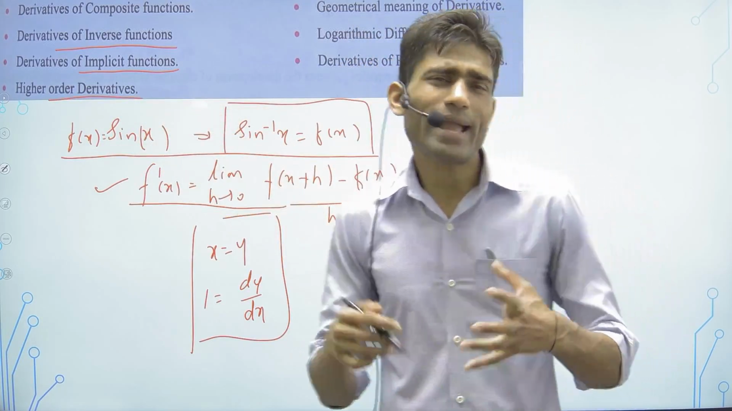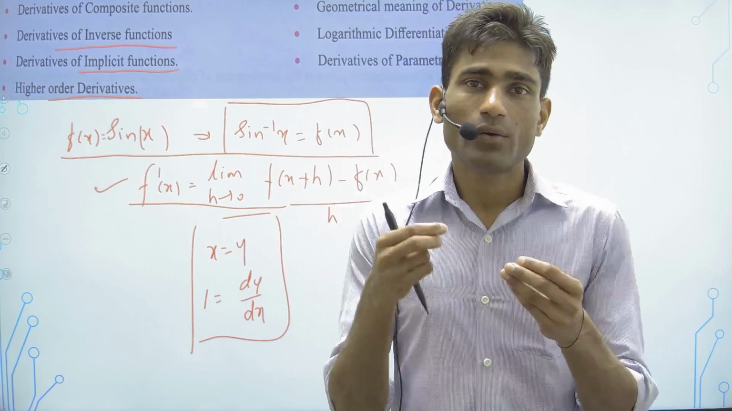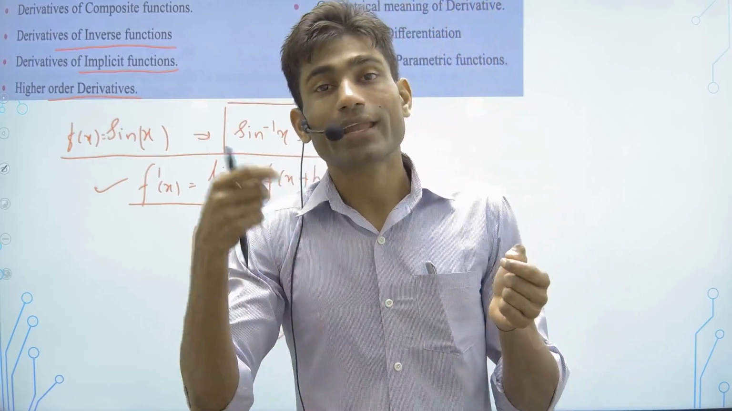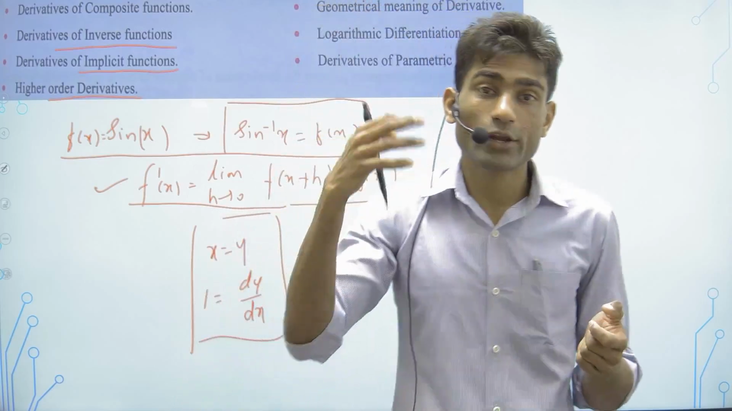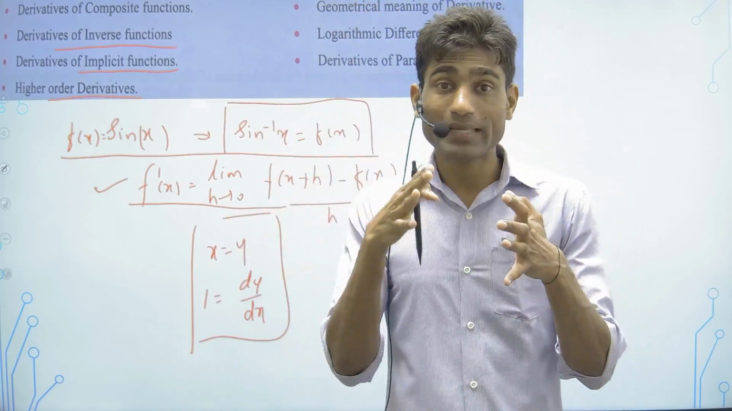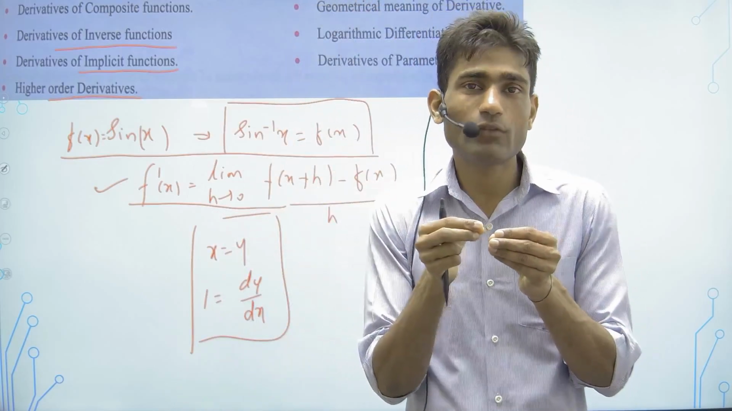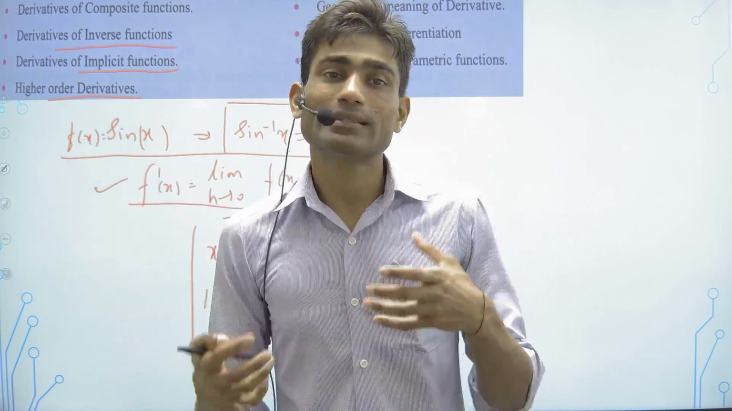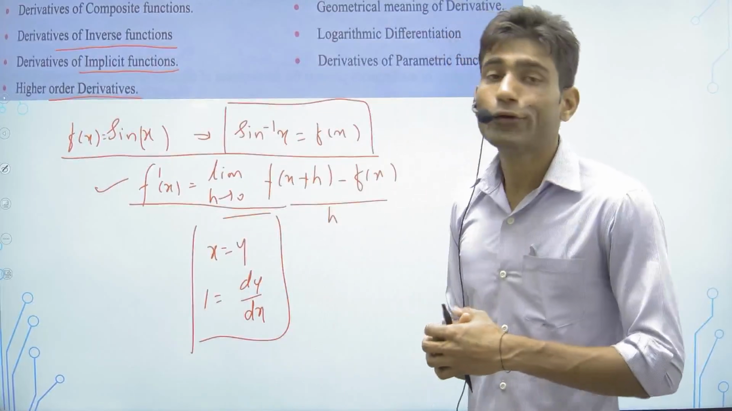Now, higher order derivatives. What is meant by a higher order derivative? Whenever we have a function, it gives a first derivative f dash of x, a second derivative f double dash of x, a third derivative f triple dash of x. That means the differentiation of a single function one time, two times, three times, or more than three times, we consider it the higher order derivative of our function.